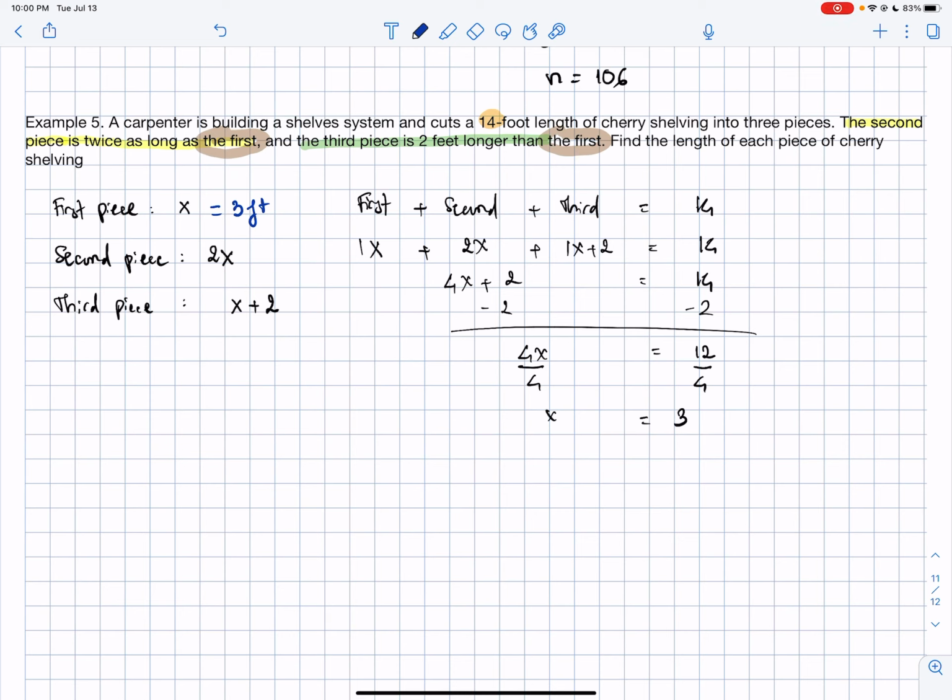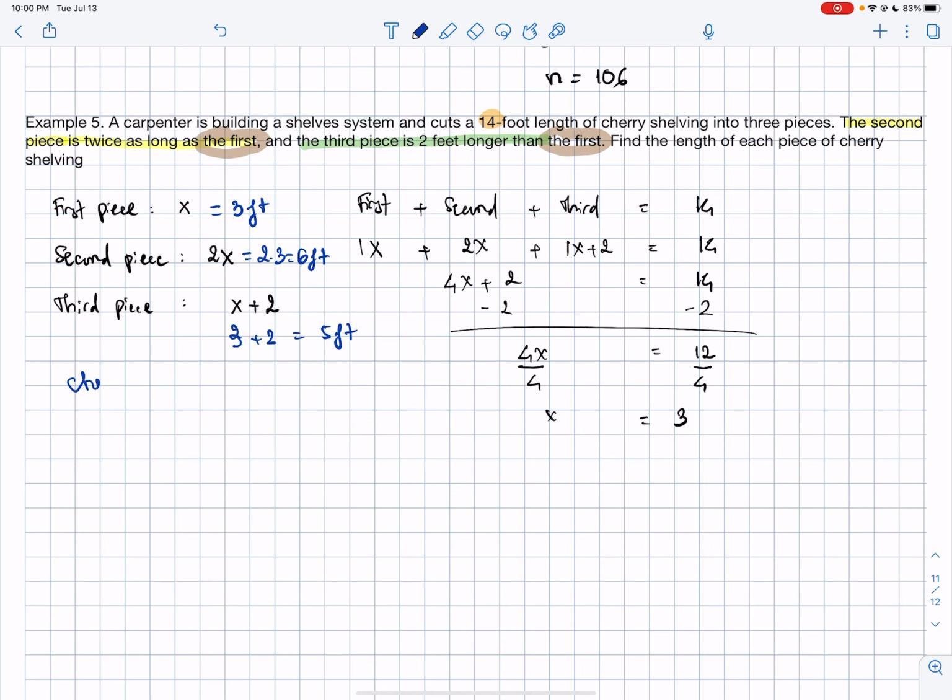The second piece is twice as long as the first, so twice of the first is twice of 3. Twice of 3 is 6 feet. And the third one is 2 longer, so 3 plus 2, and the answer is 5 feet.